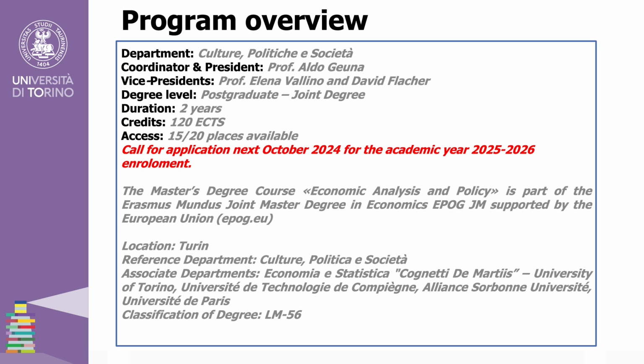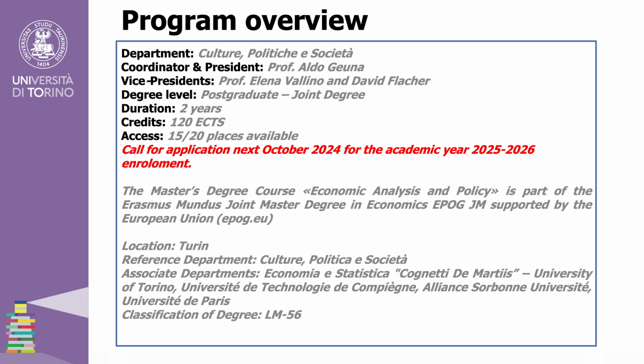The duration is 2 years with a total of 120 credits. Every year we have 15 or 20 places. The master degree course is part of a very large project called Erasmus Mundus Joint Master Degree in Economics, also called EPOC Plus, supported directly by the European Union. At this link, you can find all the information about this European program.